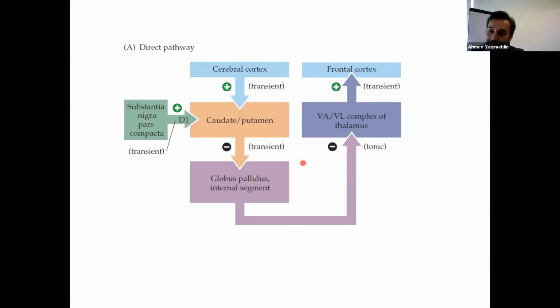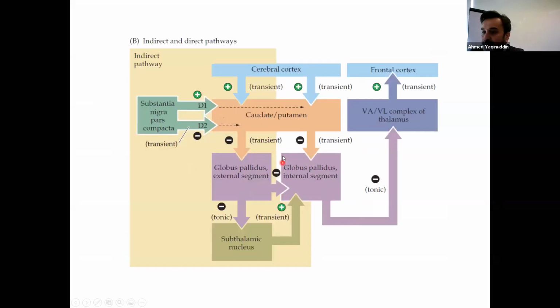Now, there is also an indirect pathway. In this indirect pathway, it is going to work through globus pallidus externa. What is globus pallidus externa doing? Like globus pallidus interna was tonically inhibiting the thalamus, the globus pallidus externa was tonically inhibiting the subthalamus. So it is continuously, at rest, discharging inhibitory signals to subthalamus. So subthalamus cannot excite globus pallidus interna. So the activation of the globus pallidus interna cannot happen.